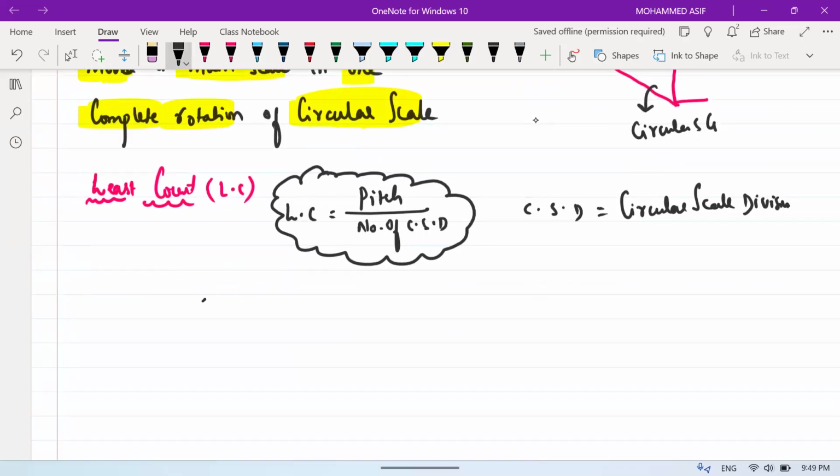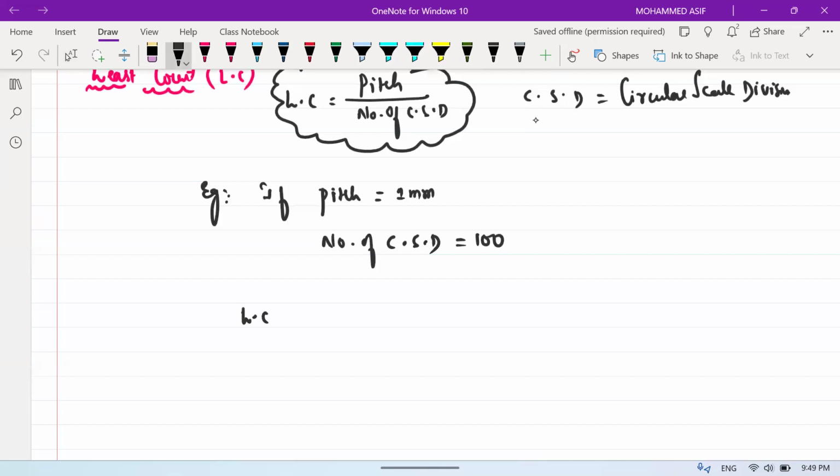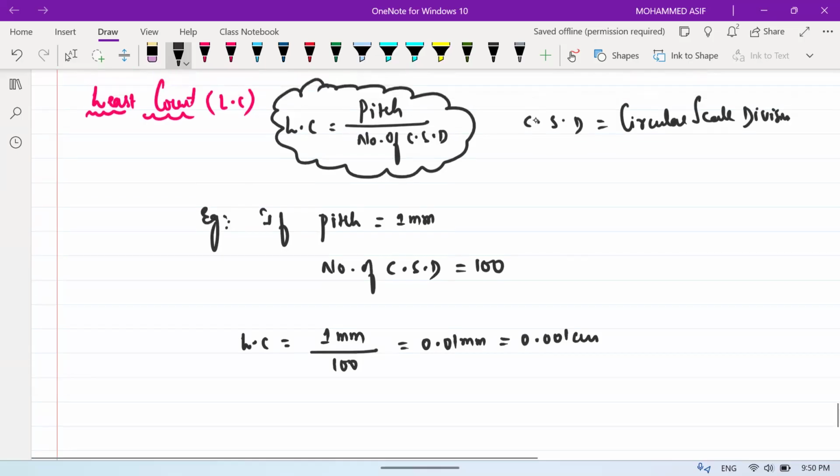Okay, चलो मैं आपको एग्जांपल दे रहा हूँ, देखो। If pitch is equal to 1 mm, and number of circular scale divisions is equal to 100, इसका लीस्ट काउंट कितना होगा बताइए? Least count will be equal to pitch, 1 mm, divided by 100. 1 by 100 will be equal to how much only? 0.01 mm. That will be equal to 0.001 centimeter. Am I clear? Yes, sir.